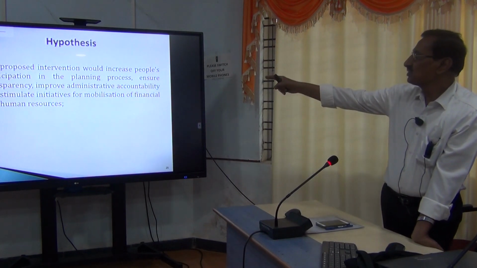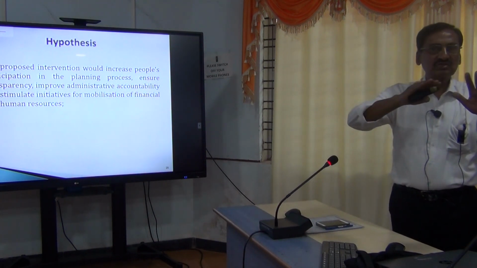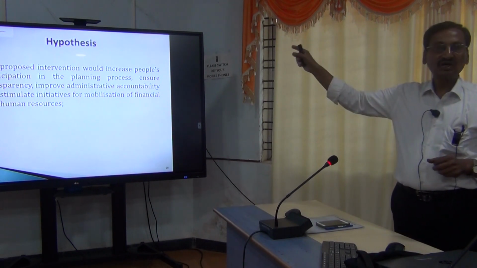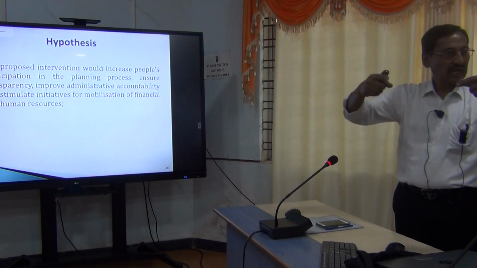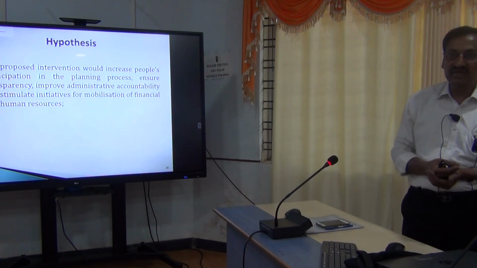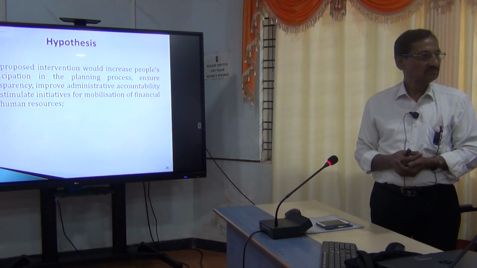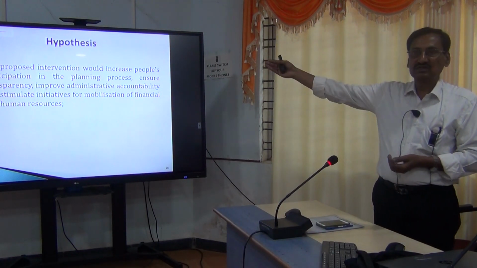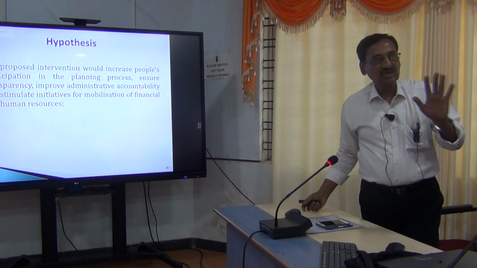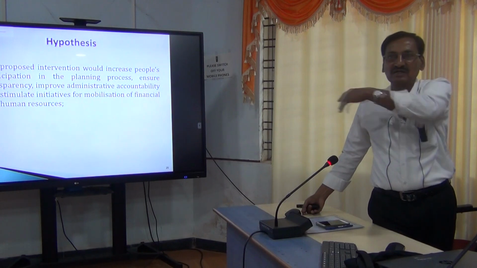Would increase people's participation in planning process. Before, we saw that there was no involvement of people in the planning process. That is one constraint. But because of our action, training and action, people's participation will be high, will increase. That we expect. That is the hypothesis. Our action project will result in more people's participation. We will see whether people's participation is more or less at the end.